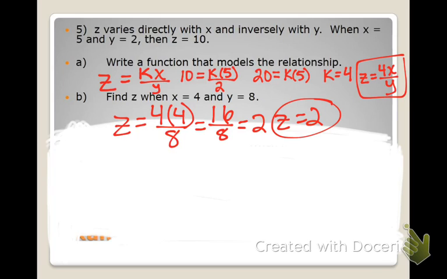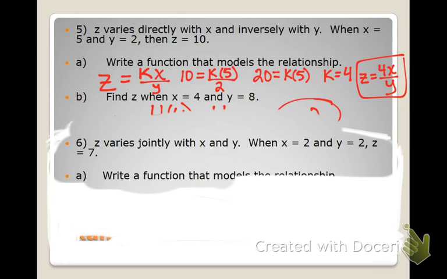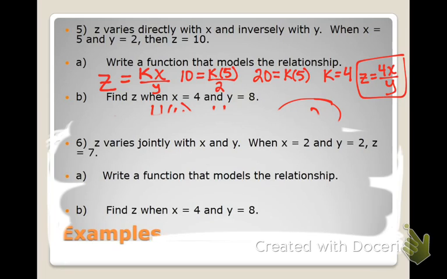Questions, concerns about 5 before we start 6? Are we sure? We all get it down? We're ready to move on? I'm a little afraid I'm going to have to erase some of it to get number 6 back. Is that okay? Okay. So we're just going to take it away so that we can bring back number 6.